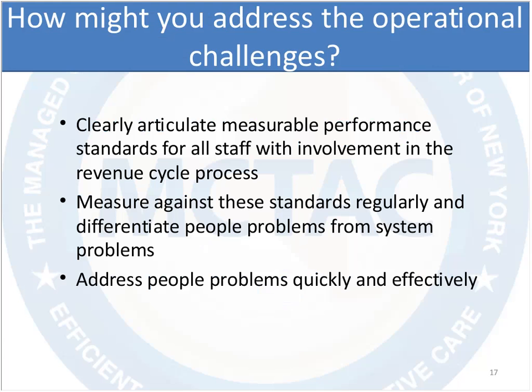So as you think through the policies, procedures, and workflows, and try to figure out how to put this together, one of the things that is going to come up is clearly the operational challenges, and how one agency might think of addressing some of those operational challenges. Clearly, you need to start with articulating the measurable performance standards for all staff within the revenue cycle management process.